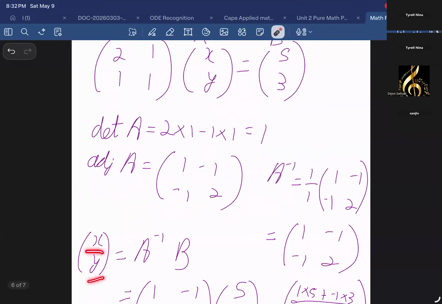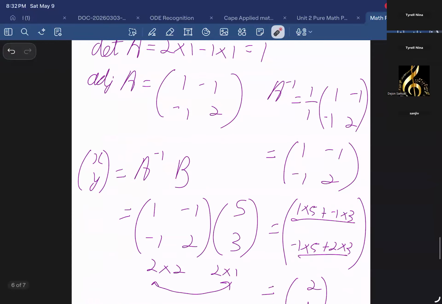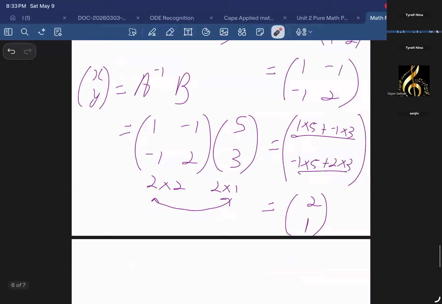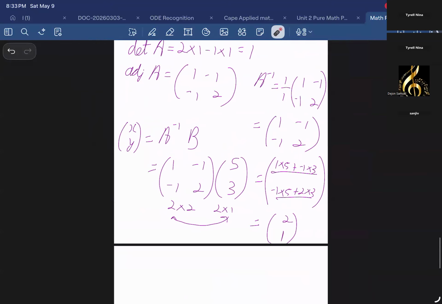X, y is equal to A inverse by B. This is just something you just have to know. All right. So A inverse by B. And I take my A inverse multiplied by B. The usual matrix multiplication. 1 by 5 plus minus 1 by 3. And then minus 1 by 5 plus 2 by 3. And I get my values of x and y. Okay. So I know it's a bit confusing.